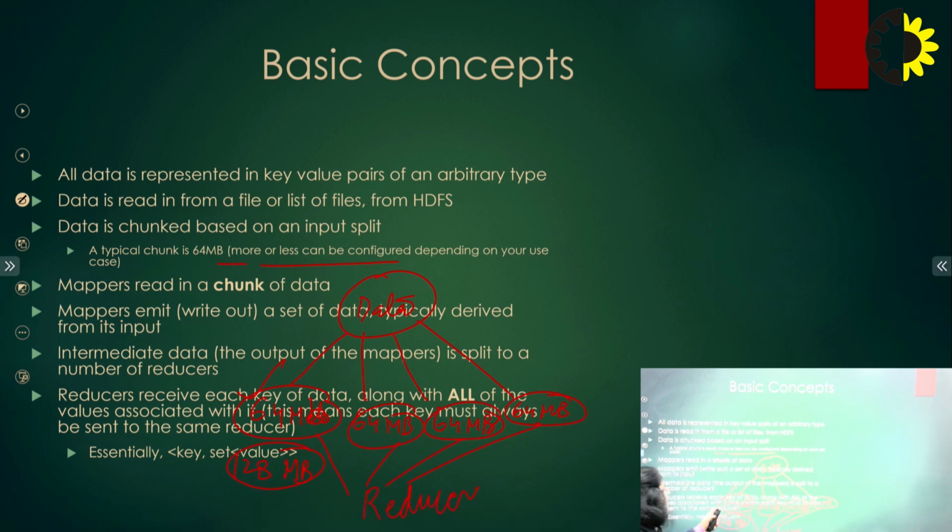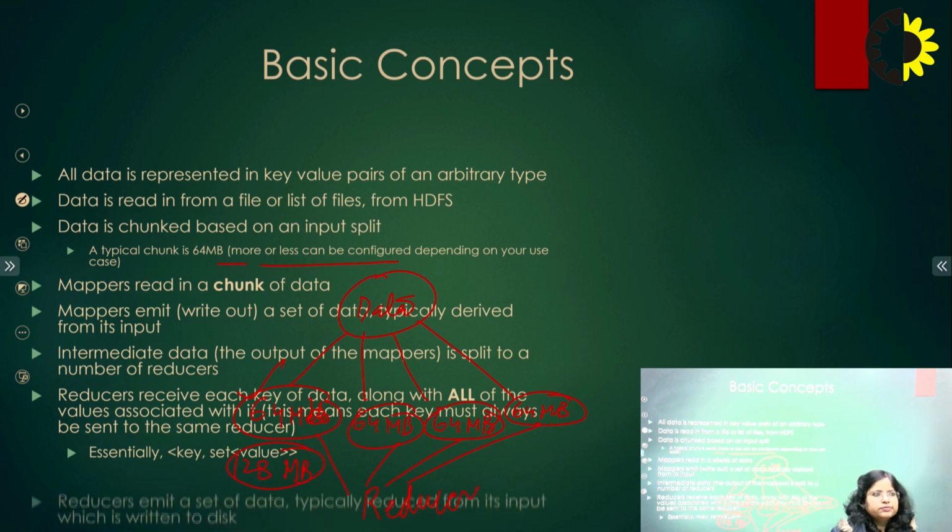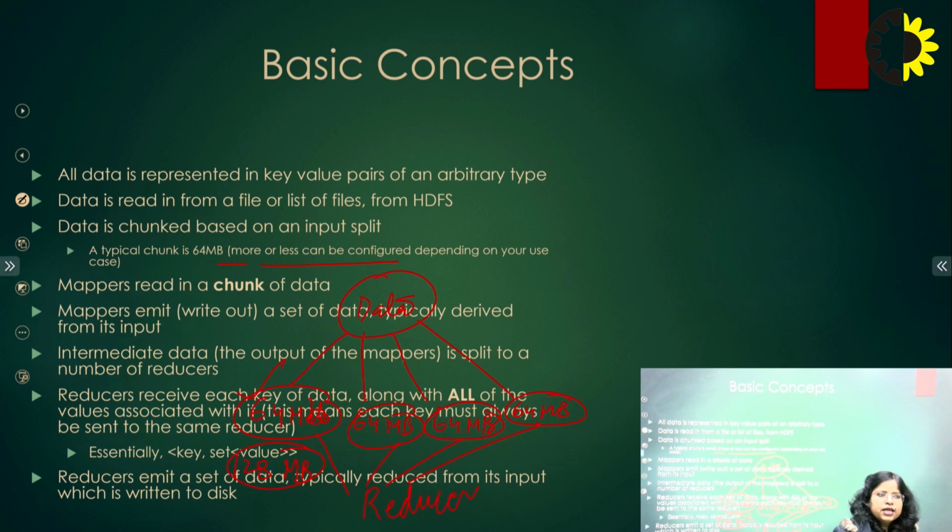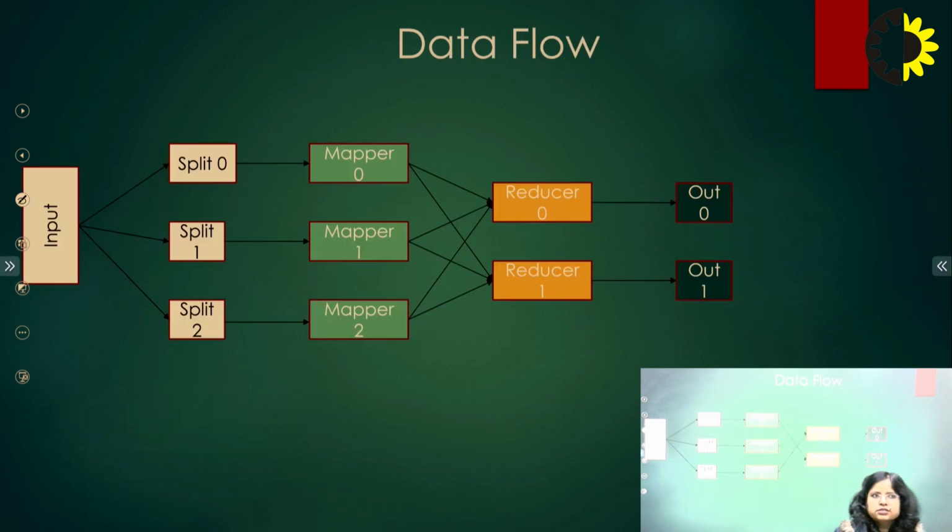The reducer receives each key of data along with all of the values associated with it, and these are always sent to the same reducer. The reducer emits a set of data typically reduced from its input, which is written to the disk. So this is the data flow of MapReduce. First we have an input. This input is taken from the data disk or some file or HDFS, the distributed file system.